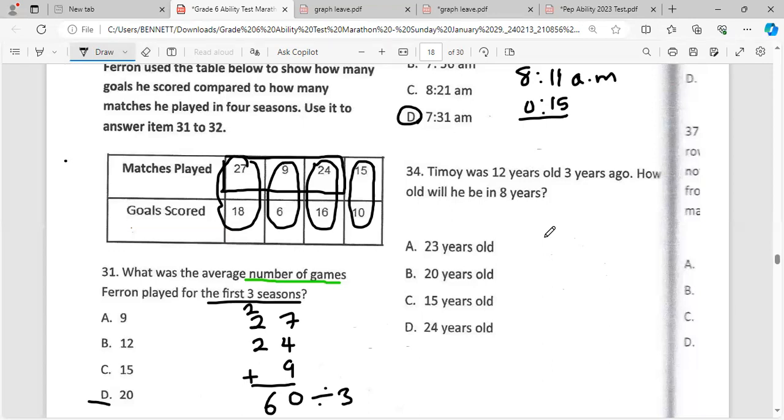All right, 34. Sir, I got A. Sir, I got D. I got A. I got D for 34. Explain how you got A, please.